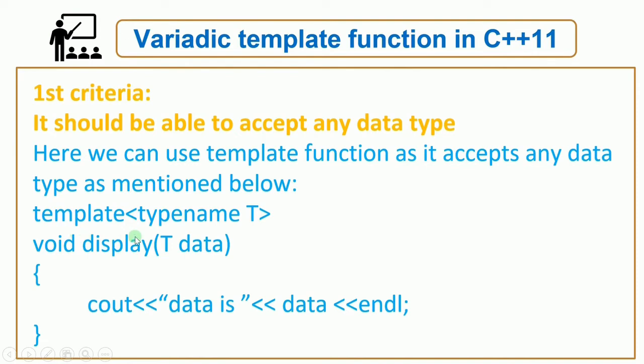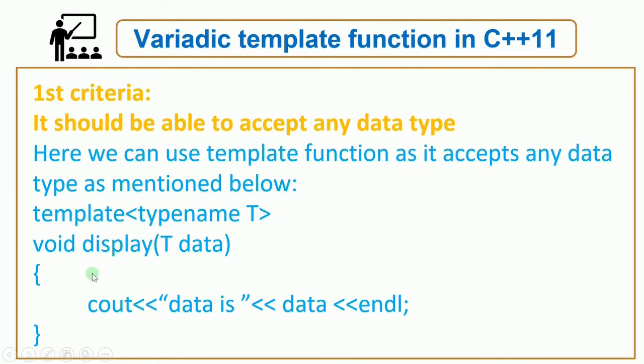You can see here. To define a template function, you have to give this template first of all, and then within triangle brackets, the typename capital T, and the function which you are making a template function, that is display. What you are passing is this T, and then the argument, that is data. You are simply displaying this data. So this is how we will be defining a template function.